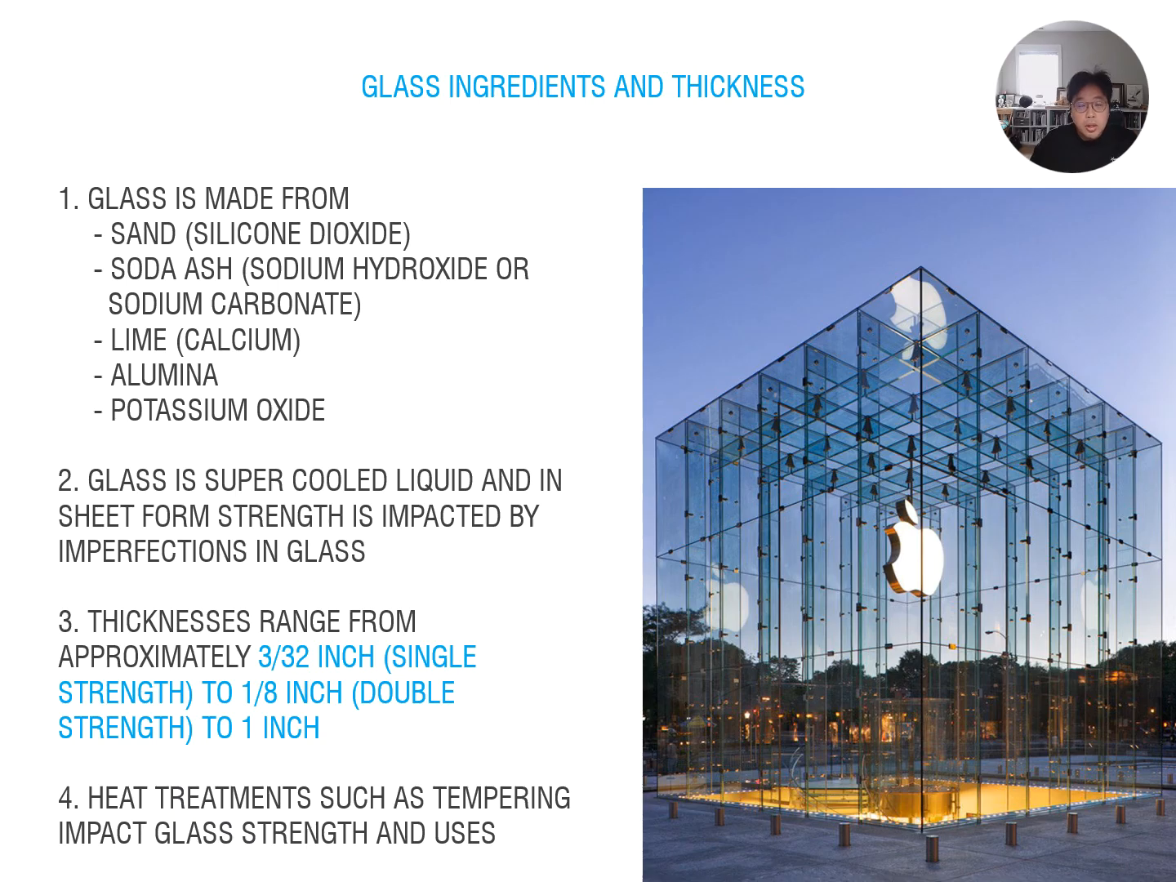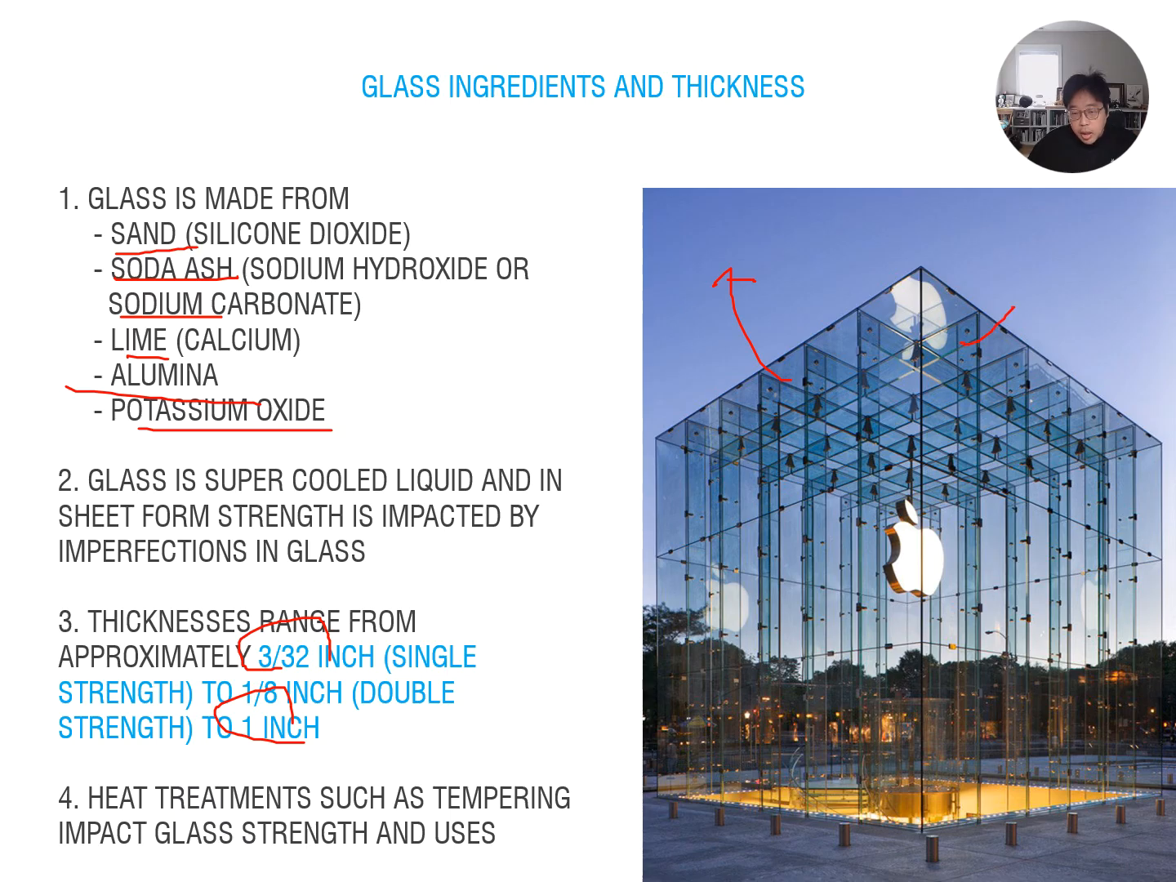So let's look at the glass ingredients. Glass is made from sand, soda ash, sodium, lime, alumina, and potassium oxide. It comes in various thicknesses from 3/32 inches to 1 inch. And remember, when you want a stronger glass, you use laminated glass. This Apple store is everything made of glass.